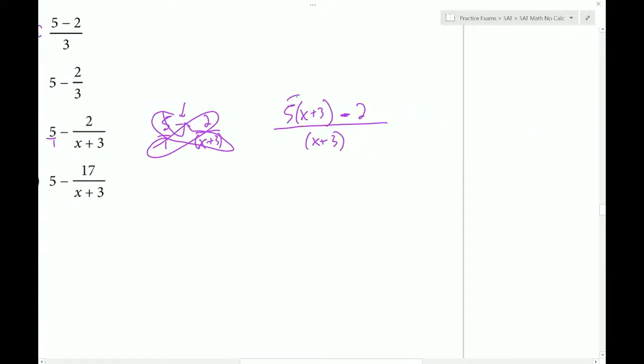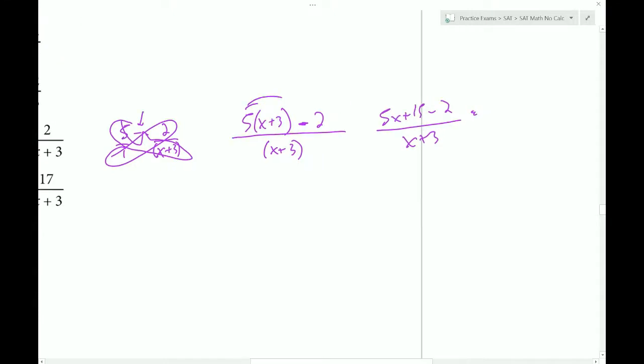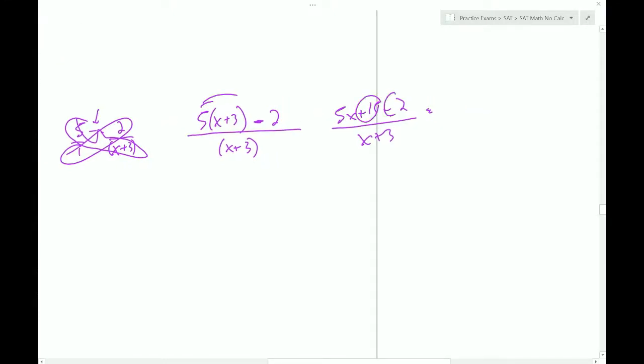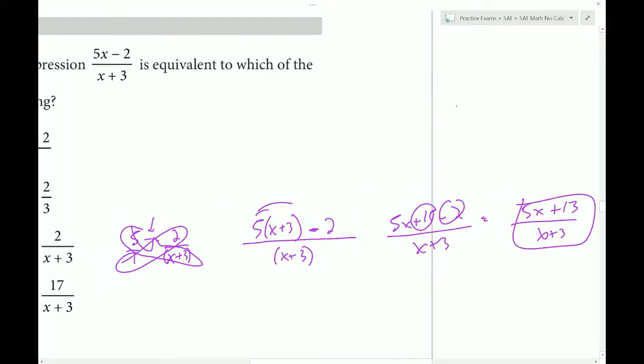Okay. So now I'm going to distribute the 5. I get 5x plus 15 minus 2 over x plus 3. And now I just combine the plus 15 with the minus 2, and that gives me a plus 13. And so this is my result. I'm going to compare that to the original. And it's close, but not quite.